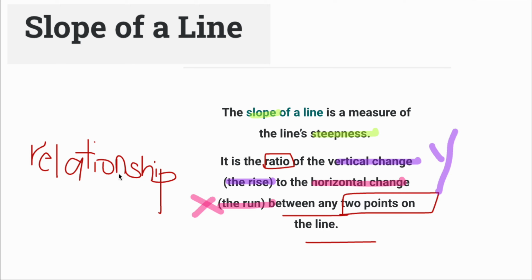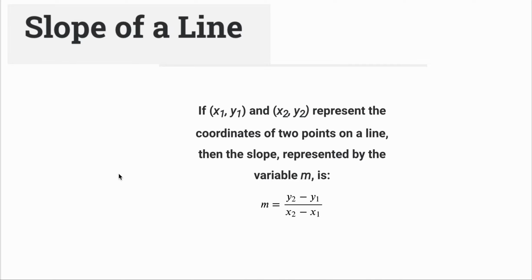Perfect. Anything you need to write in your graphic organizer? All right, let's move on. If x1 and y1 and x2 and y2 represent the coordinates of 2 points on a line, then the slope represented by the variable m is m equals y2 minus y1 over x2 minus x1. Go ahead and mark that up. 3 minutes and go.